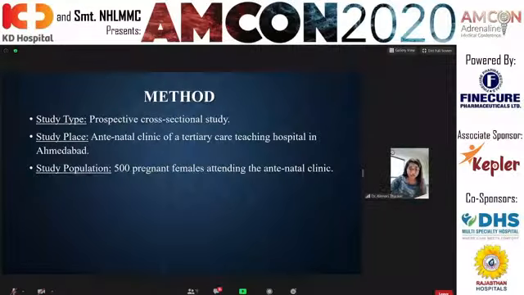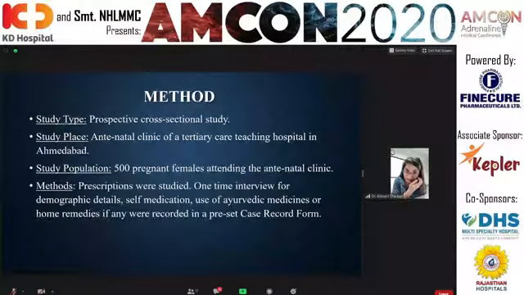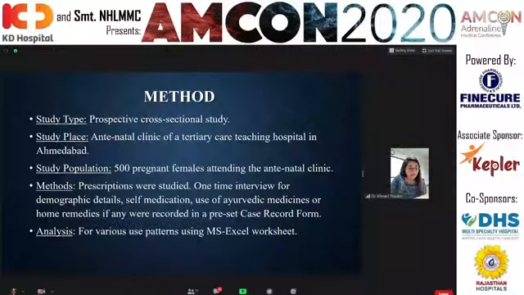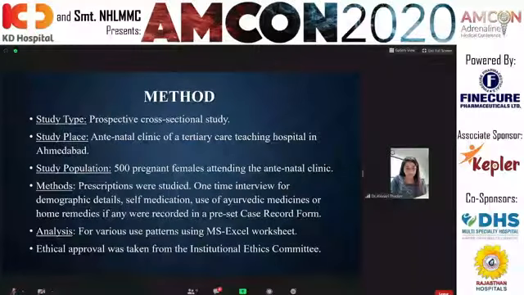Yeah, so it was a prospective cross-sectional study carried out at an antenatal clinic of a tertiary care teaching hospital in Ahmedabad. The prescriptions of 500 pregnant females who attended the antenatal clinic were studied, and a one-time interview for the demographic details, any self-medications, any use of Ayurvedic medications, or any home remedies were recorded in a preset case record form. The analysis for various drug patterns was done using an MS Excel worksheet, and ethical approval was taken from the institutional ethics committee.